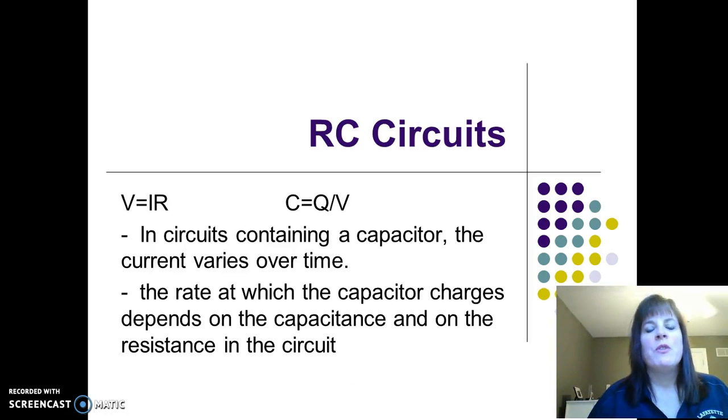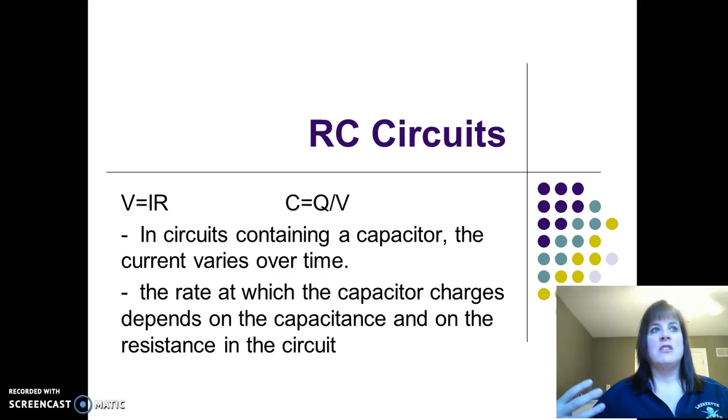I just wanted to briefly review RC circuits. You're doing this in lab this week, but I thought it was good to summarize what's going on. Now, an RC circuit is a circuit that has a resistor and a capacitor in it. And what you should be seeing in lab is that the current is changing over time, right?